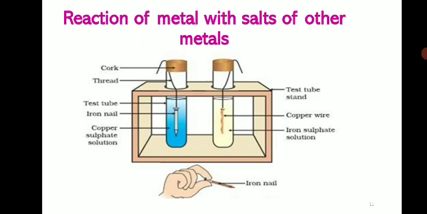Reaction of metals with salts of other metals. For that, we have to perform a small activity. Take a clean copper wire and a clean iron nail. Dip the copper wire in ferrous sulfate solution and the iron nail in copper sulfate solution and keep on observing at a fixed interval of time. Here we find that at the tip of the iron nail, copper gets deposited, and on the copper wire, iron gets deposited. This reaction is called displacement.